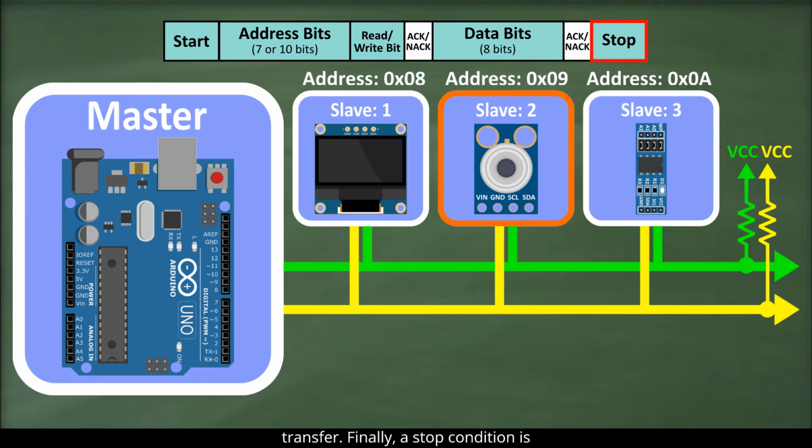Finally, a stop condition is generated. This occurs when SDA transitions from low to high while SCL is high, indicating that communication has ended and the bus is free for other operations. Thankfully, there is a built-in Arduino library called the Wire Library that handles all the complexities of I2C communication.